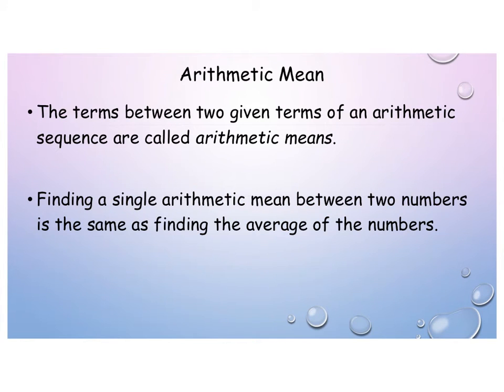The terms between two given terms of an arithmetic sequence are called arithmetic means. Finding a single arithmetic mean between two numbers is the same as finding the average of the numbers.